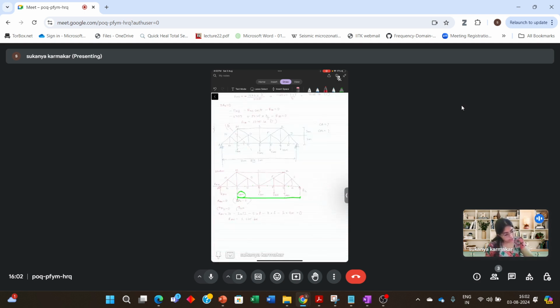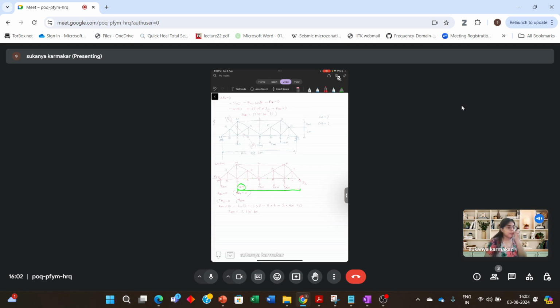consider this section AA, which I have drawn, and consider the left hand side portion of the truss. That is why, since I want, by using the method of section, I wanted to use the left hand side part of the truss. That is why I found out the reaction. Otherwise, if I wanted to take the other part of the truss, I would have found out RI, because I would be drawing its free body diagram.